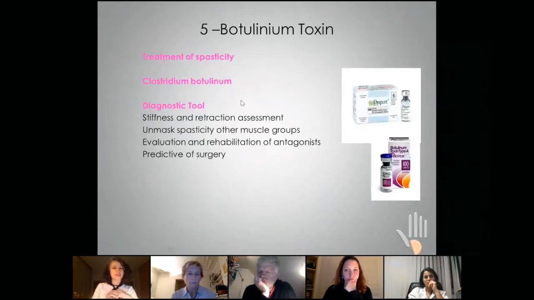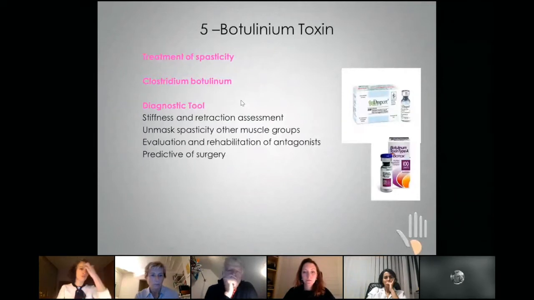It can also allow us to evaluate the strength of the antagonist muscles. If we inject the botulinum toxin in the flexors, we can see if we have extensors of the wrist, for example, and if they are strong enough. And we can do some rehabilitation because the botulinum toxin can last for something like 4 months. So we have time to do rehabilitation and to see if there is enough strength in those muscles.